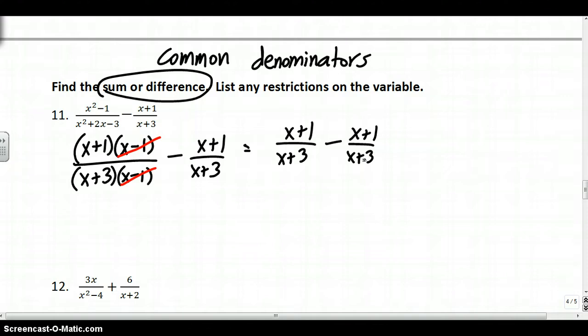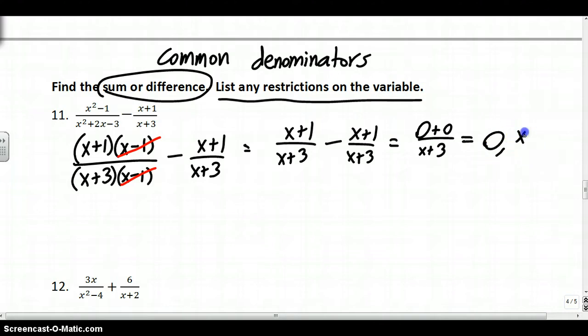Okay? Now, be careful with subtracting. All right? X minus x, well, that's 0. 1 minus 1 is 0. And what's 0 divided by anything? That's just 0. Now, this time we do have to list restrictions. So, what can x not be?